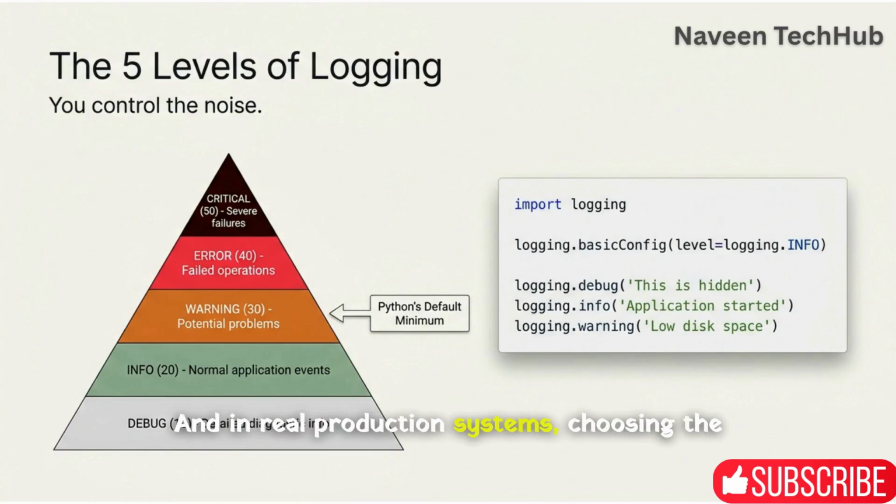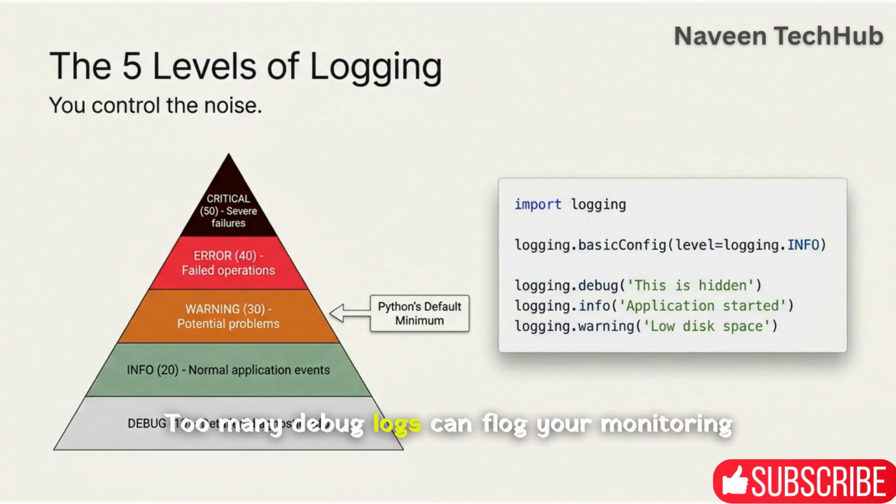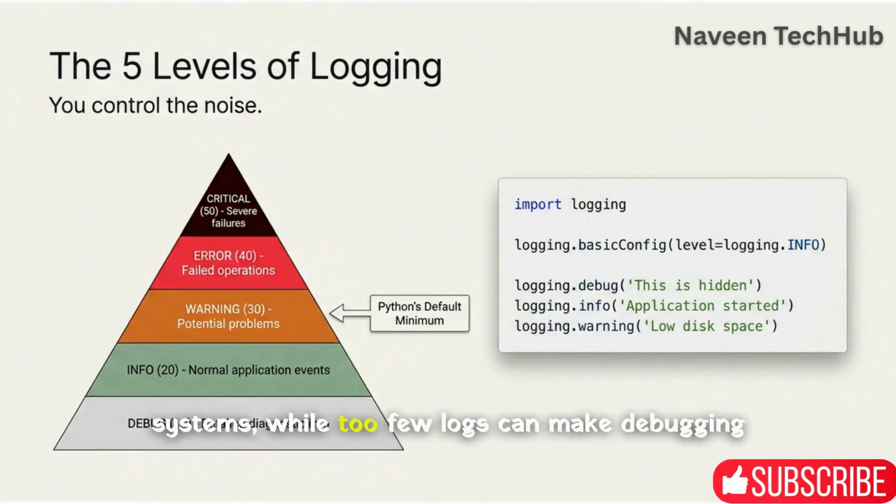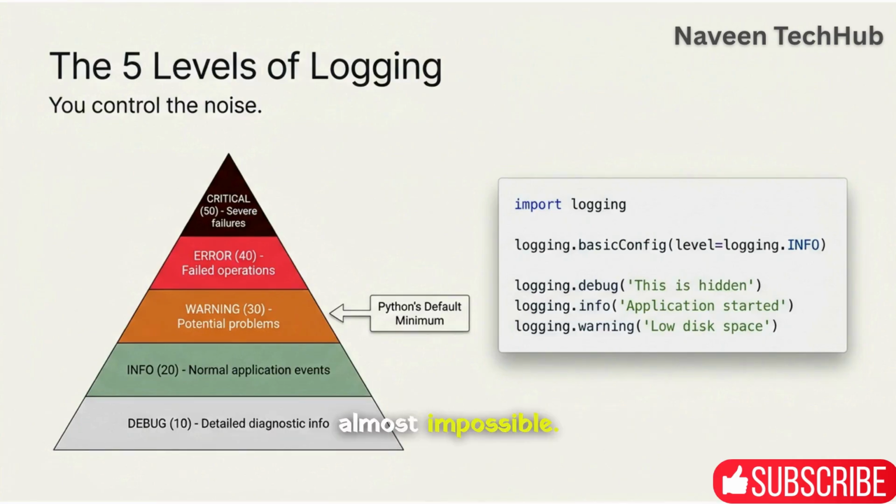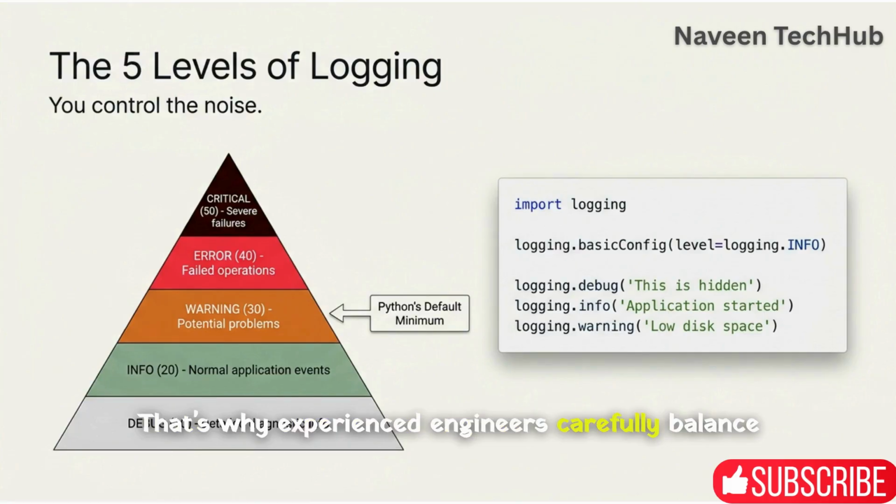And in real production systems, choosing the correct logging level is extremely important. Too many debug logs can flood your monitoring systems, while too few logs can make debugging almost impossible. That's why experienced engineers carefully balance logging levels based on the environment.